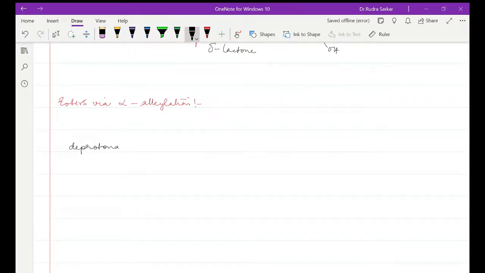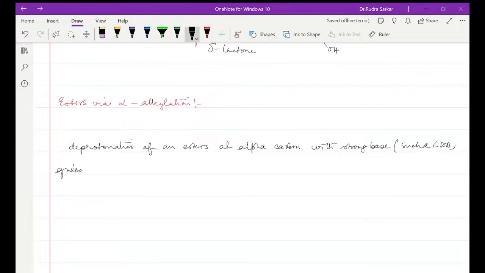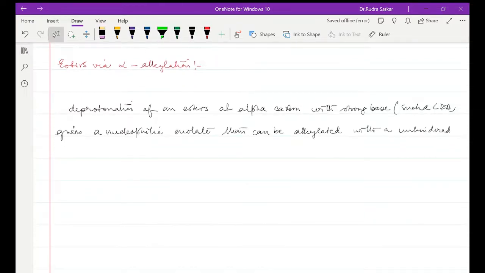deprotonation of an ester at the alpha carbon with a strong base, such as LDA, can be done, and gives a nucleophilic enolate, and that can be alkylated with an unhindered halide, again that means a methyl halide or primary halide or secondary halide.